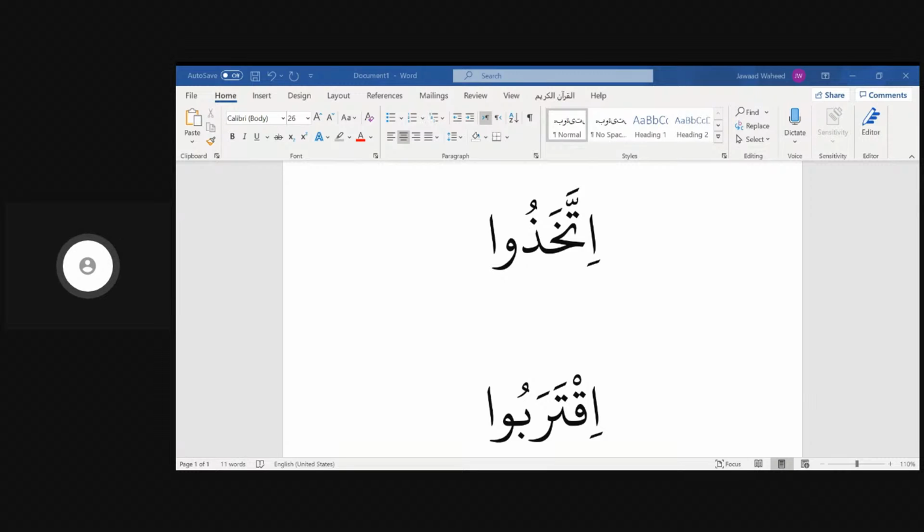Yeah, that's why the XYZ 112233. I said I'm not gonna explain it because it's a little bit complicated, but that's what it is. The root letters are ta, or sorry, not ta. It's hamza, kha, and dal. Hamza, kha, and dal.